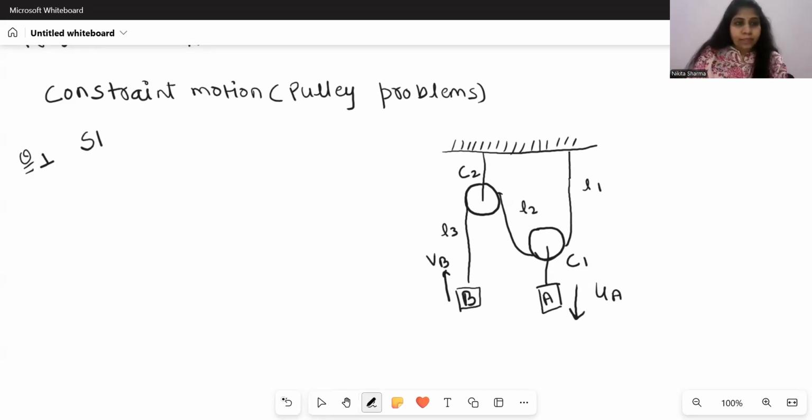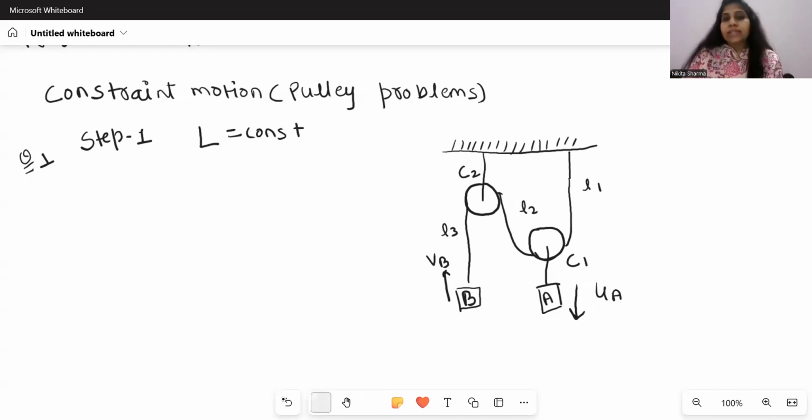Our step number one is, if we look closely at the question, then we can figure out that the total length of a string is always constant. Doesn't matter whether the blocks are moving or not moving, or in which direction they are moving. The length of the entire string will always be constant. So the total length of a string is constant. Our step number one.